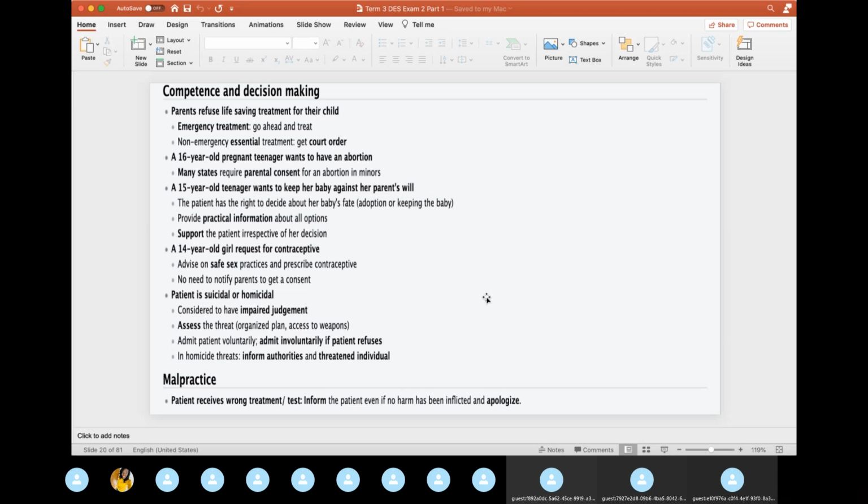Parents refuse life-saving treatment for their child. Can they refuse treatment in an emergency? Yes or no? No. So if it's an emergency, go ahead and treat. If it's non-emergent, can parents refuse a treatment for a child in a non-emergency? Yes. Excellent. Yes.